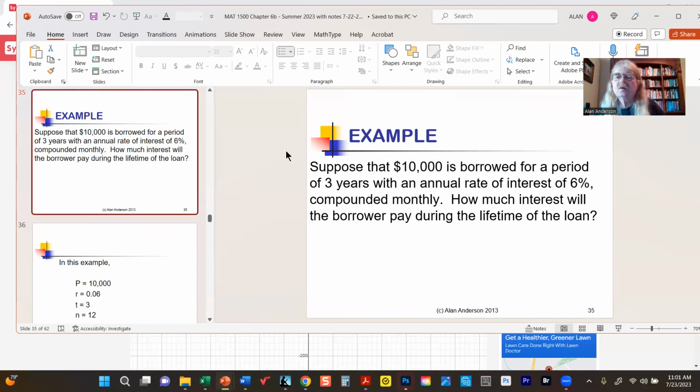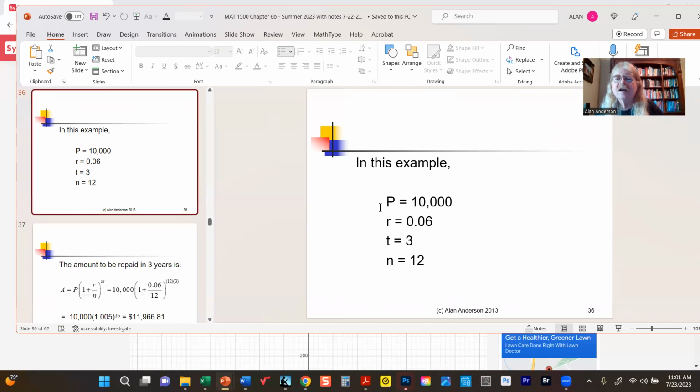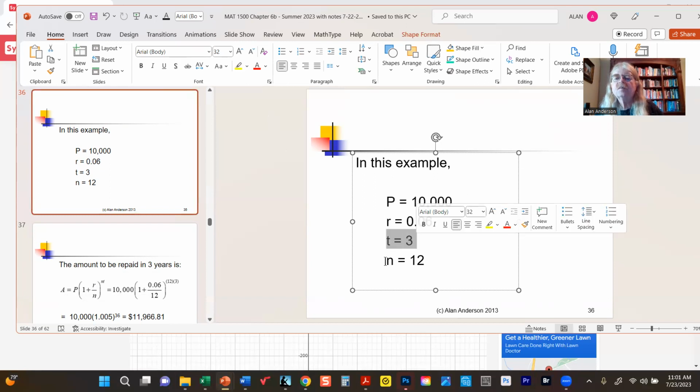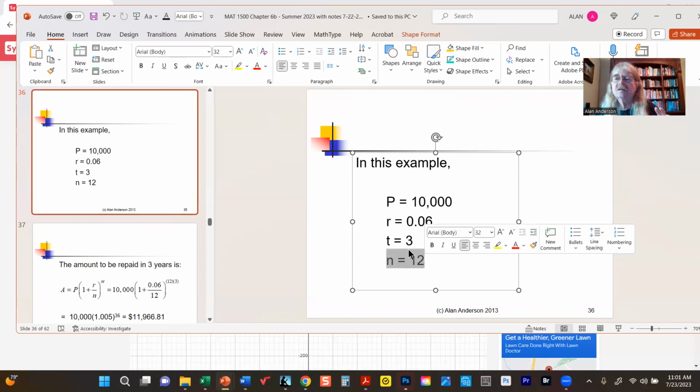Well, that's what this formula will tell us. First, it'll tell us how much we're paying back. And when you subtract the principal, whatever's left over must be your interest. So these are the variables. Principal, we borrow 10,000, 6% per year, 3 years, 12 times a year, the interest is compounded.